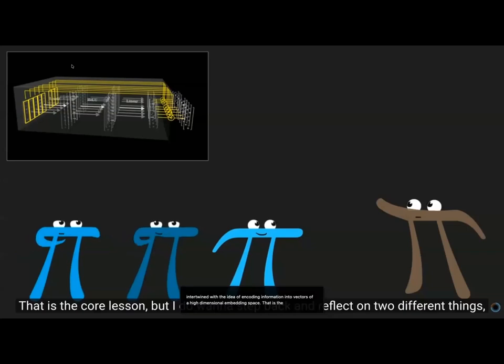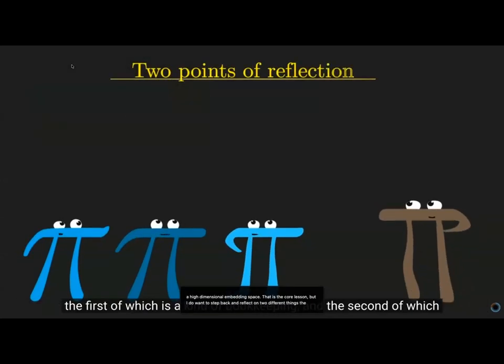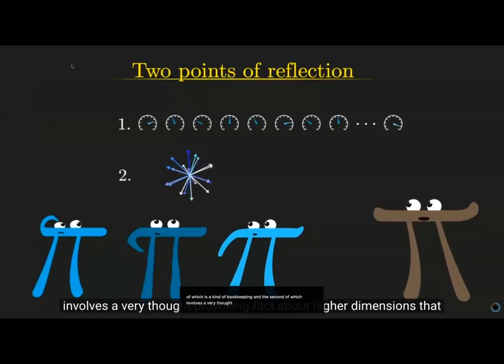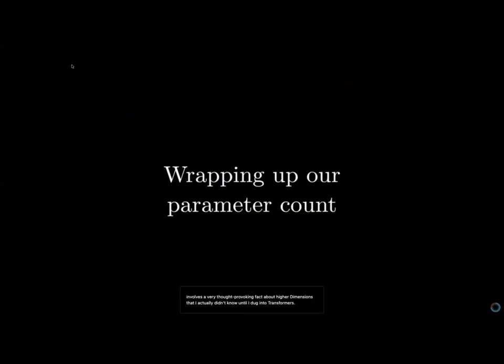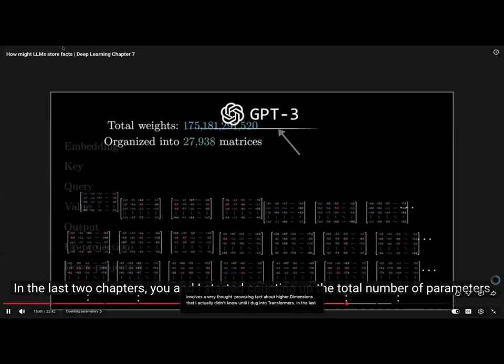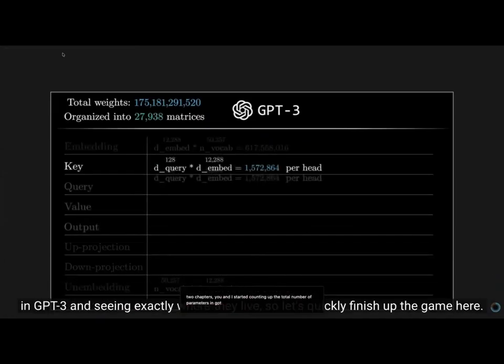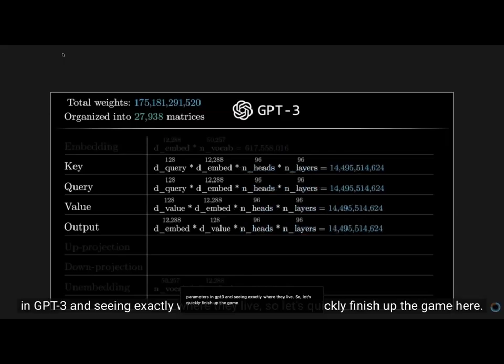That is the core lesson, but I do want to step back and reflect on 2 different things. The first of which is a kind of bookkeeping, and the second of which involves a very thought-provoking fact about higher dimensions that I actually didn't know until I dug into transformers. In the last two chapters, you and I started counting up the total number of parameters in GPT-3 and seeing exactly where they live. So let's quickly finish up the game here.